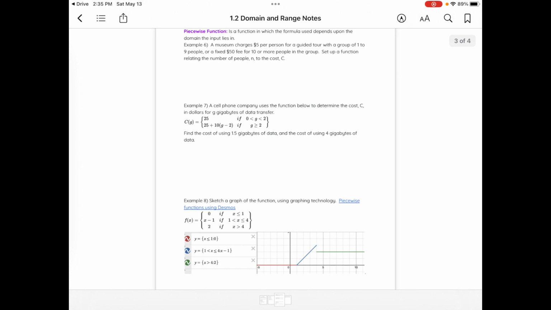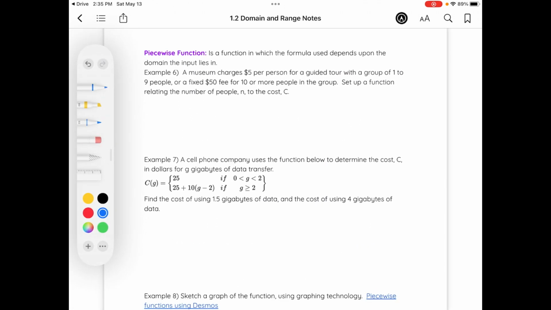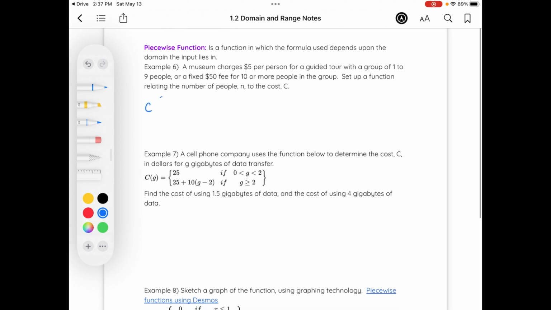The next type of function that we want to talk about is piecewise functions, because a piecewise function depends upon the domain of the input and where it lies. So we're often given more than one equation and then restrict our domain to determine which equation we are able to utilize. So in this example, a museum charges $5 per person for a guided tour with a group of 1 to 9 people, or a fixed $50 fee for 10 or more people in the group. Set up a function relating the number of people to the cost. So the cost is going to depend upon the number of people that we have in our group.